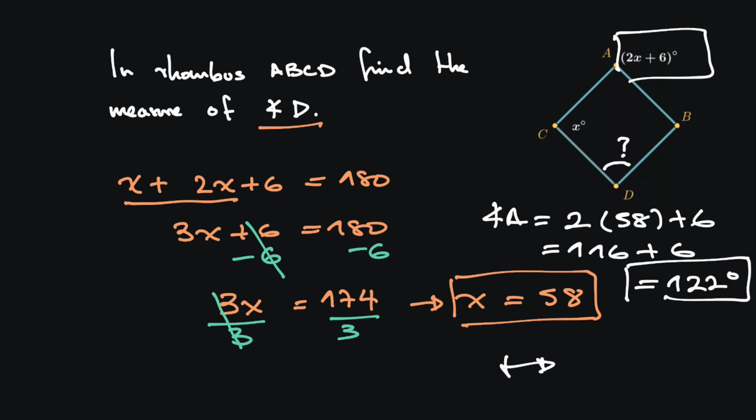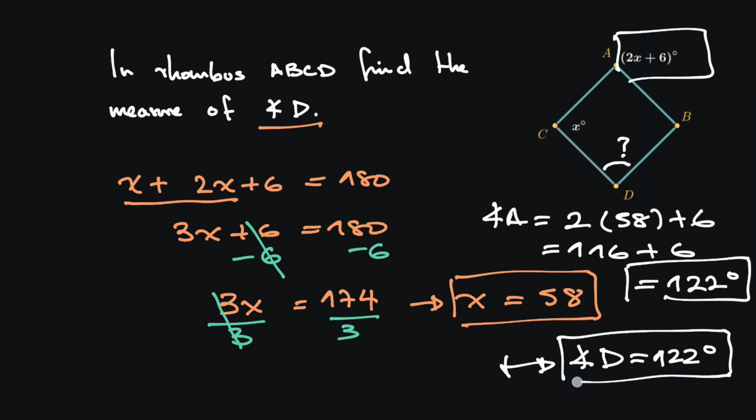So if that's the value for angle A, then the value for angle D will be exactly the same because they're opposite. So 122 degrees. That's how you solve this problem related to rhombus.